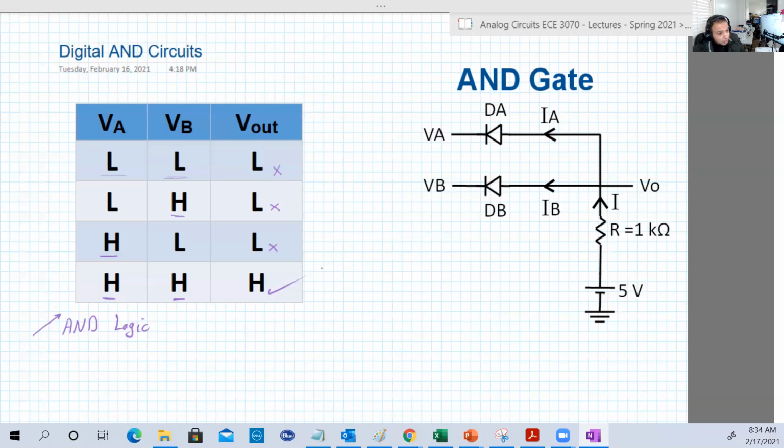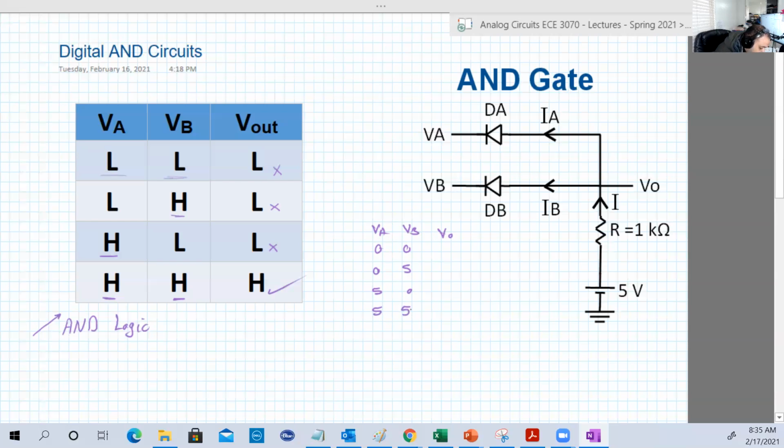Now, what we care about here is to solve the circuit. This is your homework. But I will do one of the cases with you. You must do 4 cases. You must do 0, 0; 0, 5; 5, 0; and 5, 5.